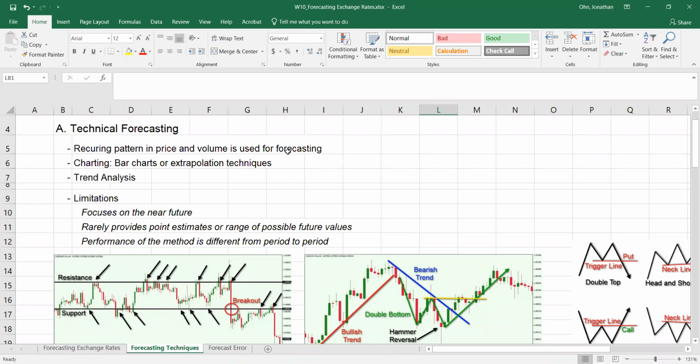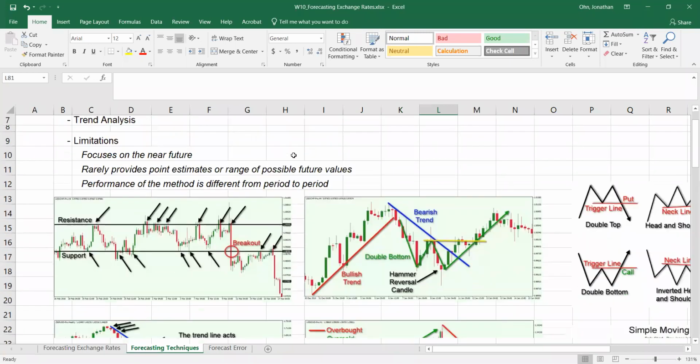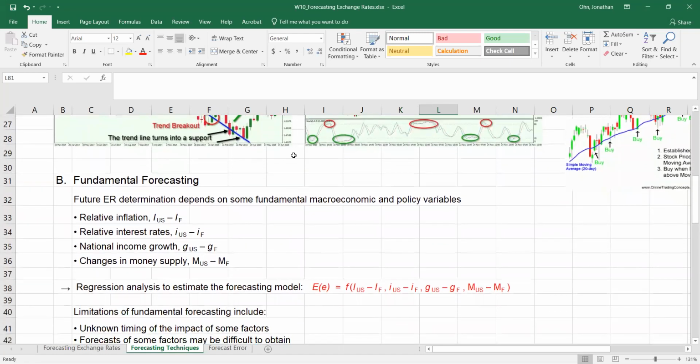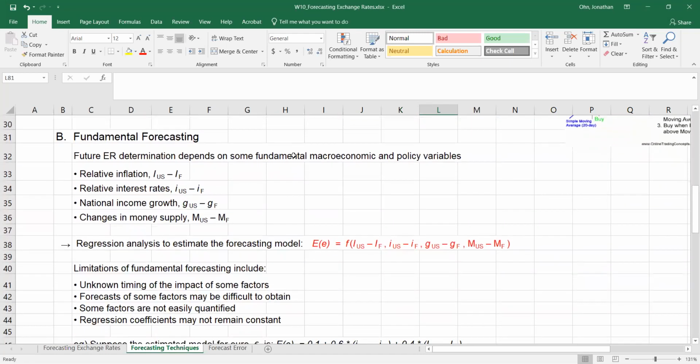Okay, forecasting. All right, fundamental forecasting. Let's see. Somebody read this one for me. I can read it, the first part, just under fundamental forecasting, that chunk there.